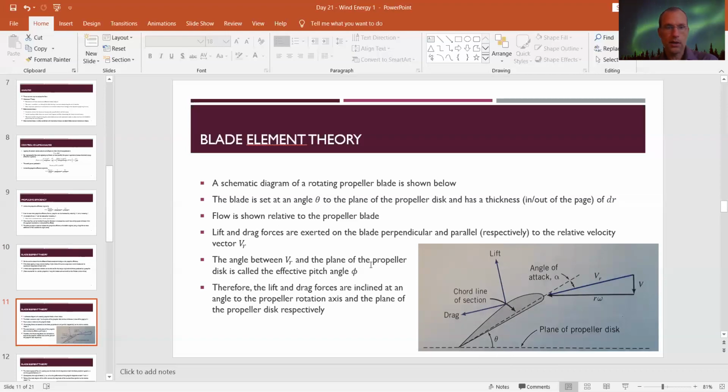The angle between VR and the plane of the propeller disc is called the effective pitch angle. So it's actually not shown on here, this phi. That's actually this angle right in here. So the plane of the propeller disc is the same direction as my r omega vector. So this angle right in here between r omega and VR is my angle phi. It's also the angle, if I drew a horizontal line here, between this horizontal line and my drag force. So my lift and drag force is again inclined at this angle, phi, to the rotation axis.